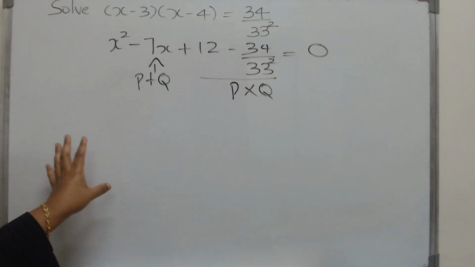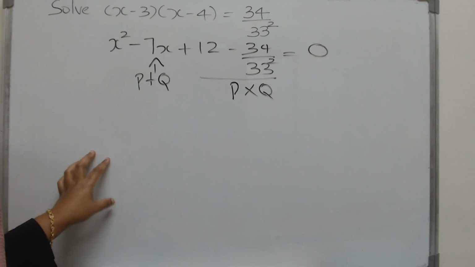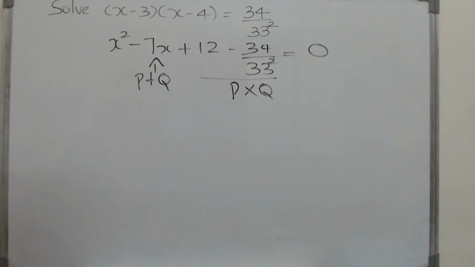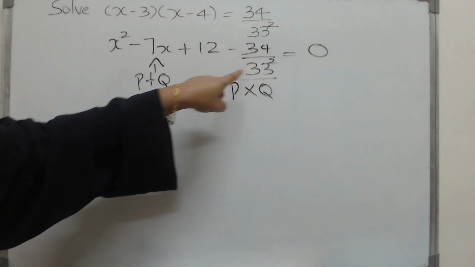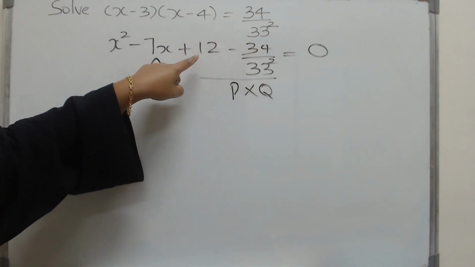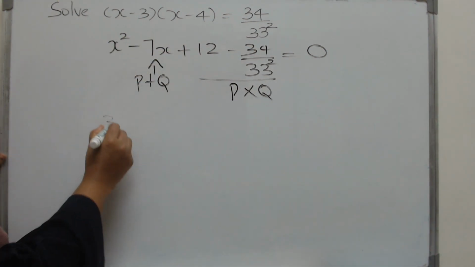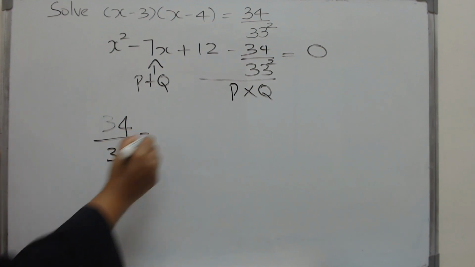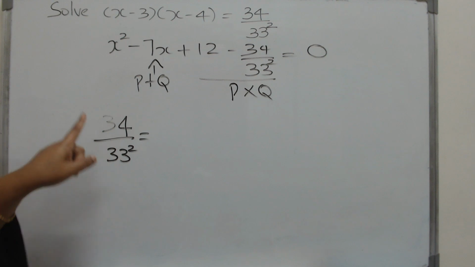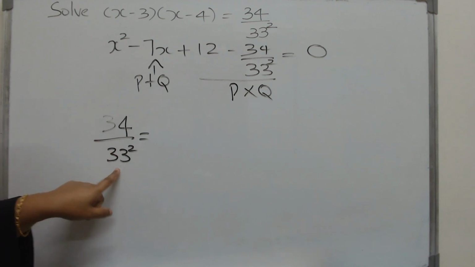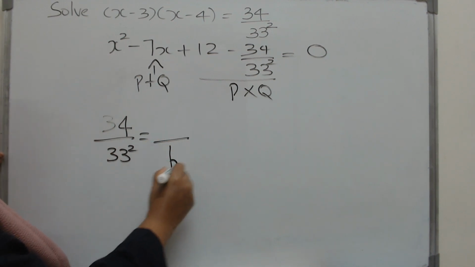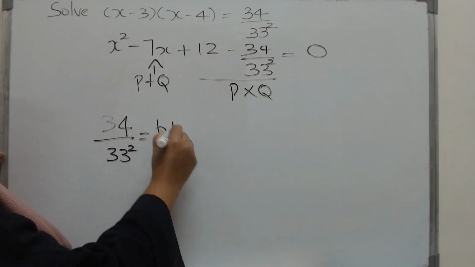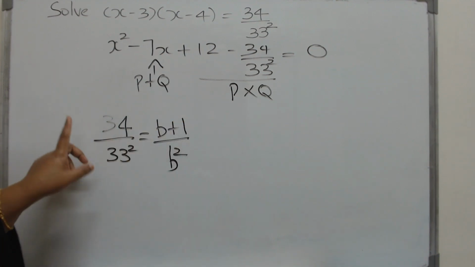Instead we will try substituting. Now if you want to substitute for any term, you need to find a pattern. Do you see a pattern here? Do you see a pattern in 34 by 33 square? If you take, these two are consecutive numbers. If I take 33 as say b, then this whole equation is going to look like this.